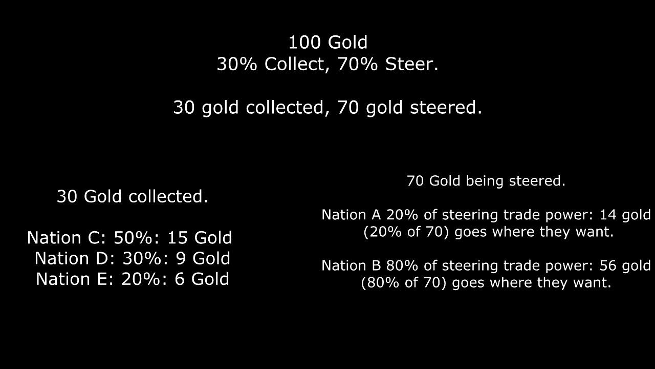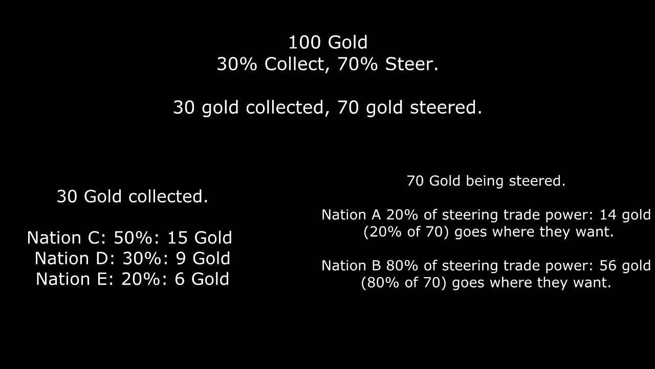Once those amounts are set, the same percentages are applied again. Out of all of the trade power that was being used to steer, not all of the trade power in the node, just the trade power being used to steer, nation A contributed 20%, so it gets 14 gold, 20% of the 70. Nation B contributed 80% of the steering trade power, so they get 56 gold, which is 80% of 70. And that gold goes wherever they choose to steer on from.